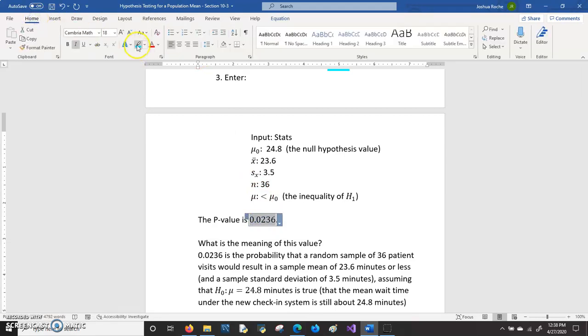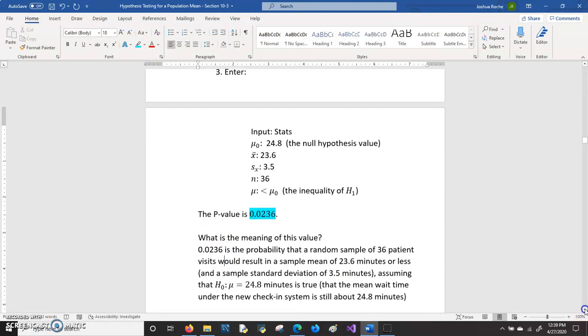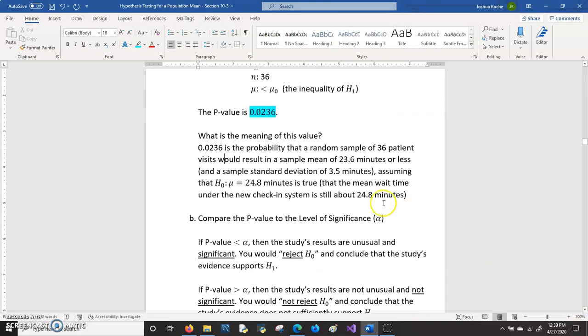And the last thing that you want to do is to compare that p-value to the alpha. Just as a reminder, the meaning of this p-value is that it's the probability that a random sample of 36 patients would result in a sample mean of 23.6 minutes or less, and a sample standard deviation of 3.5 minutes, assuming that the null hypothesis is true. In other words, assuming that the mean wait time under the new check-in system is still just about 24.8 minutes.